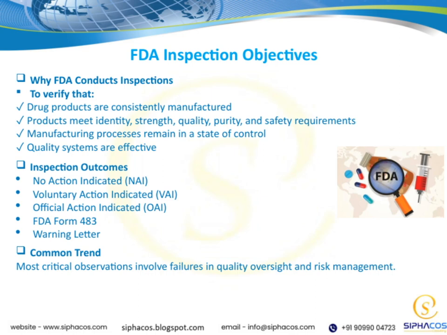After an inspection, there are several possible outcomes, from no action needed to voluntary or official actions, including forms and warning letters. The most common and serious issues usually stem from lapses in quality oversight and risk management.